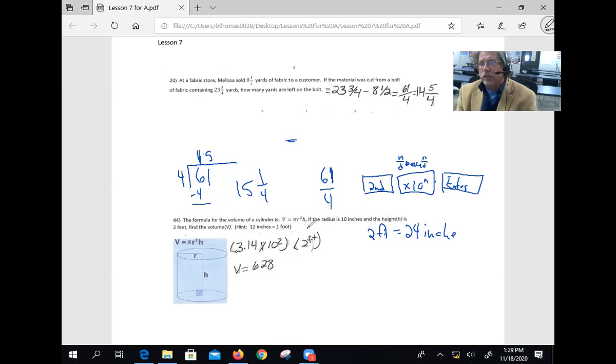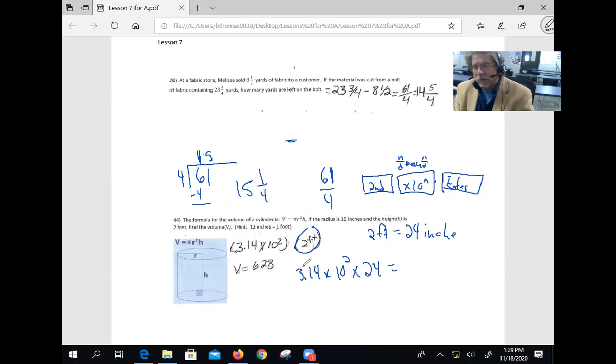So what happens here is you can't use the 2 feet. You got to use 24 in place of that. So your formula should actually be 3.14. Notice that the 10 is in the radius, so 10 squared is correct. But then you actually got to multiply not by 2, but by 24. And that would be the math in that problem.